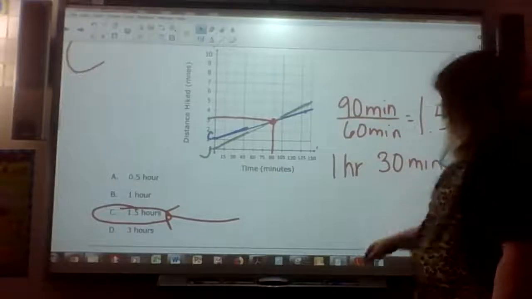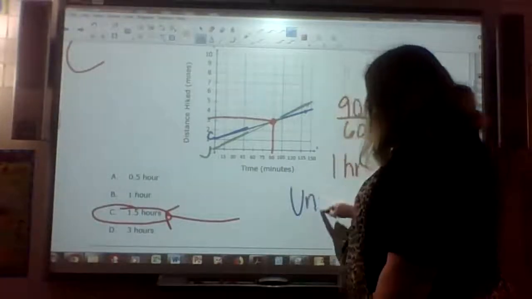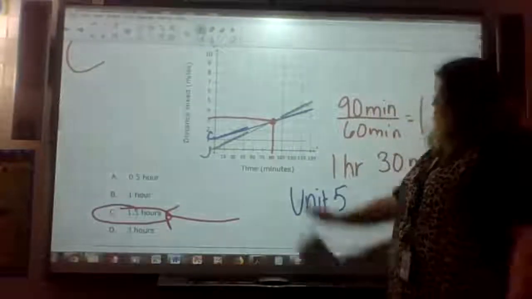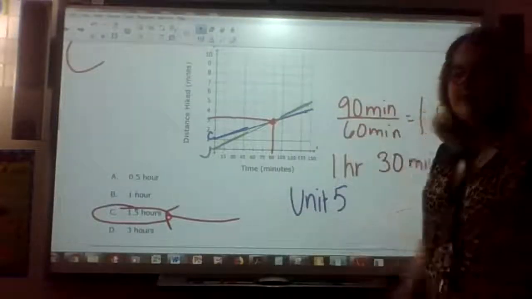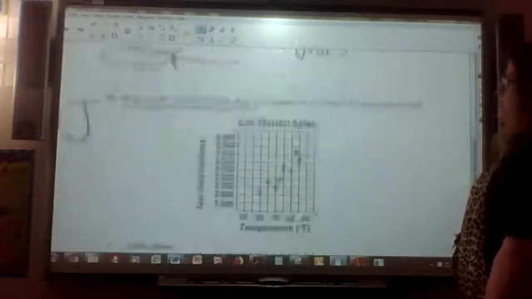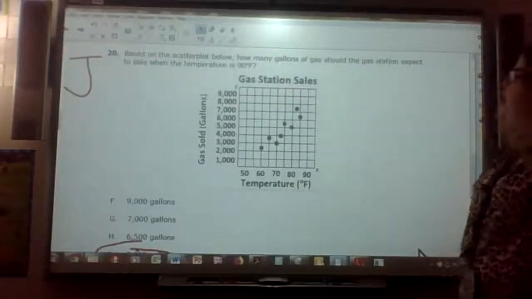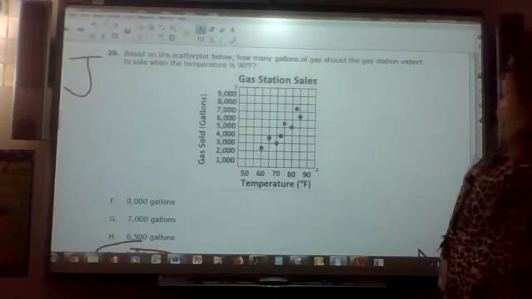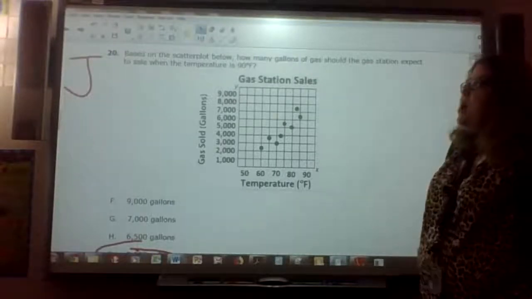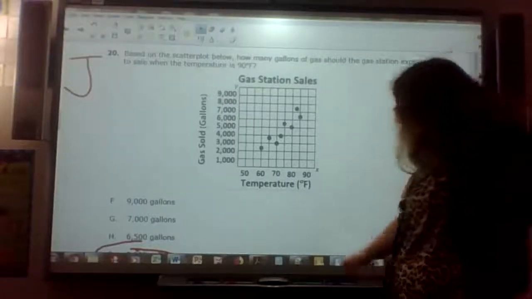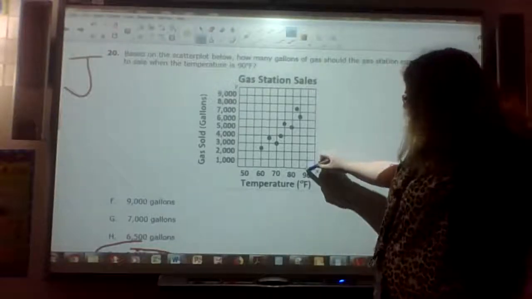This was taught in Unit 5, Systems of Equations. Just where they connect. Where do they connect? Number 20. Based on the scatter plot below, how many gallons of gas should the gas station expect to sell when the temperature is 90 degrees Fahrenheit? So I'm looking at 90 degrees.